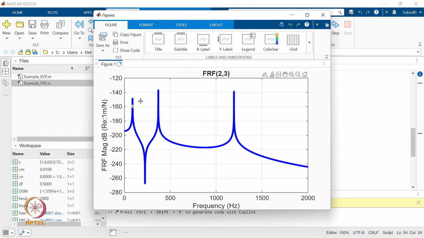You can see it has 3 resonance peaks, and there is also an anti-resonance. At the bottom, at this frequency, somewhere around 180 or 190 hertz, there is an anti-resonance frequency. So this is how we can plot the FRF. In this way we have solved this MATLAB based example also, and seen the results. So in this way we come to the end of this session.